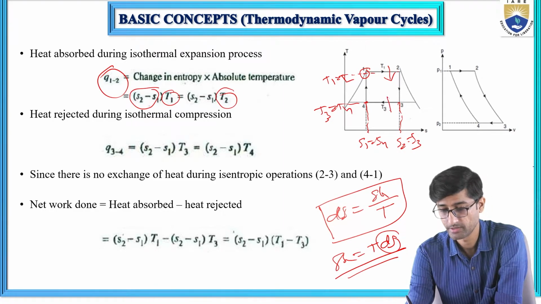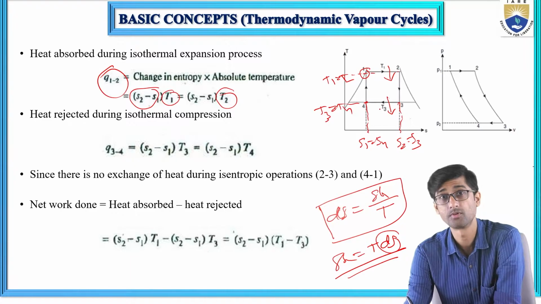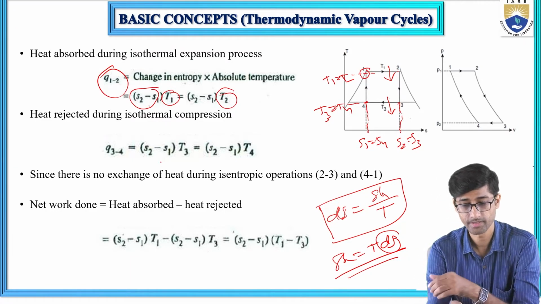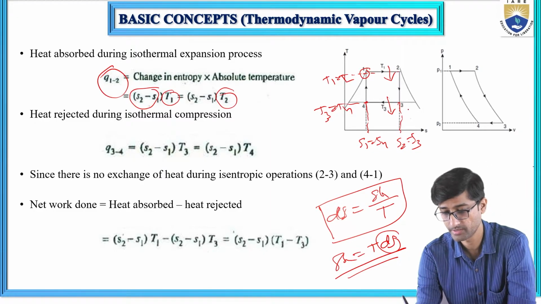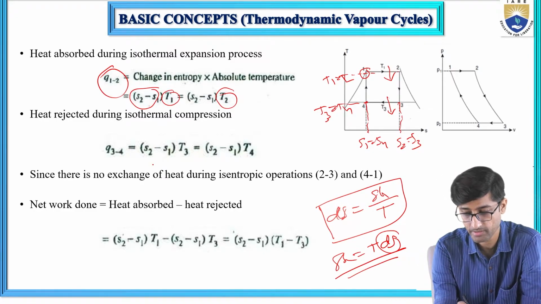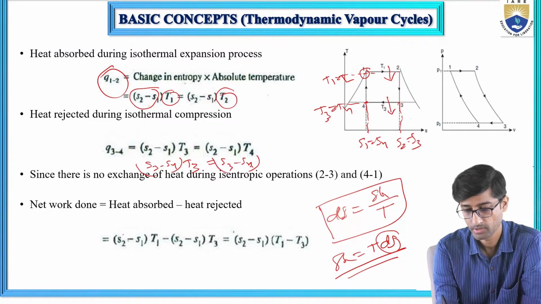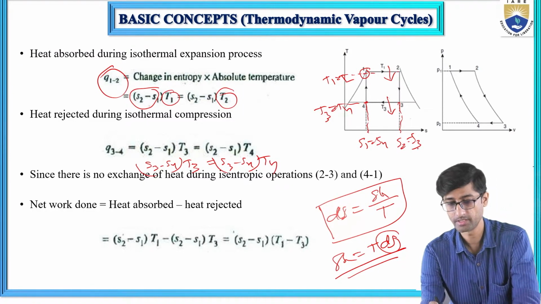How to calculate heat rejection? This is the heat rejection in the condenser, Q34. This is the 3 to 4 process. We are calculating the heat rejection. Since S3 is equal to S4, we can write it as S3 minus S4 into T3, or equal to S3 minus S4 into T4, since T3 is equal to T4.